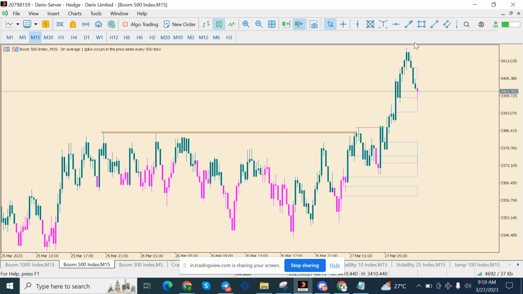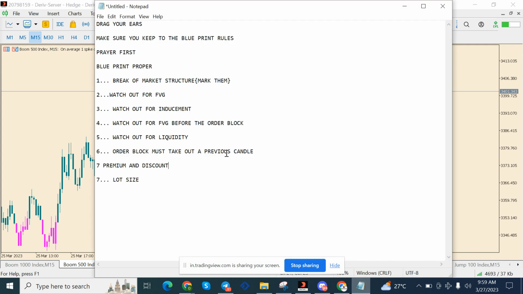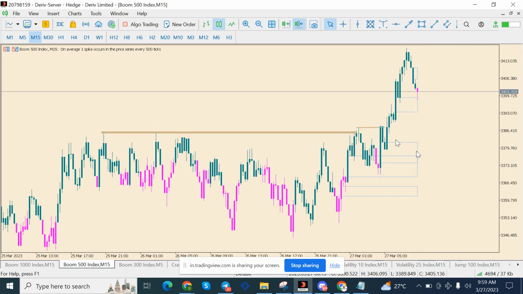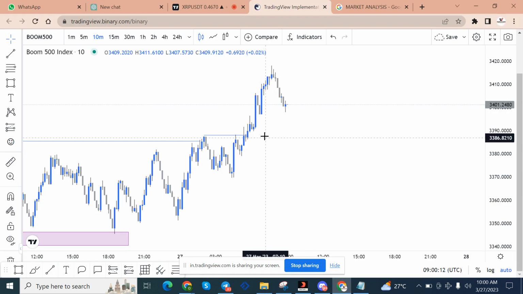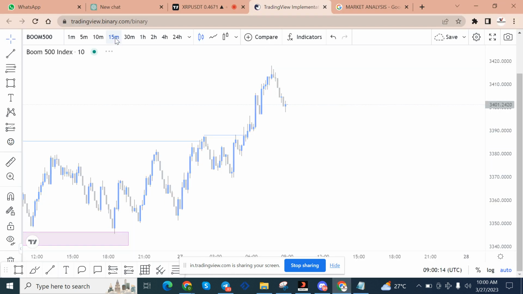Okay, so now that we have this break of structure, where am I looking to buy? FVG. So I'm looking out for FVG. So we have this as the FVG. Now, this is an indicator anyway, but this is actually an FVG, all right, because two candle wicks are not touching each other. If we look at it here, or let me go to the M15.